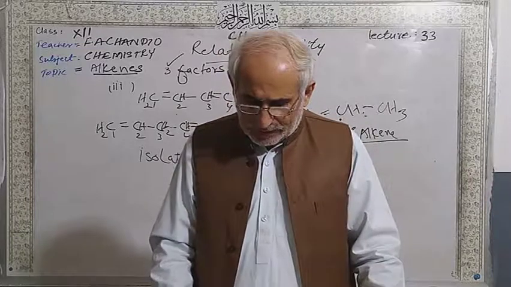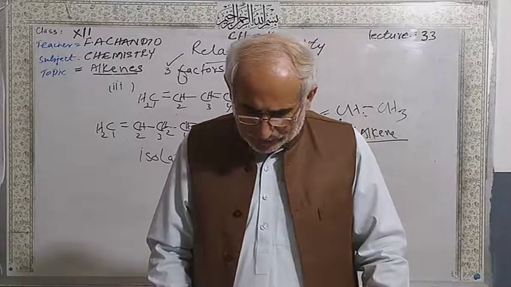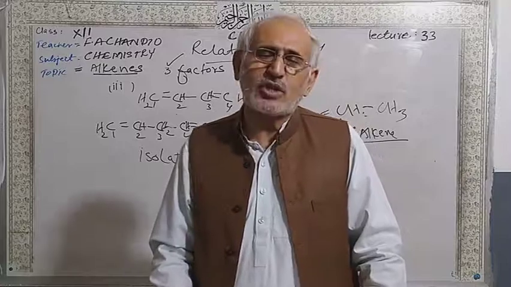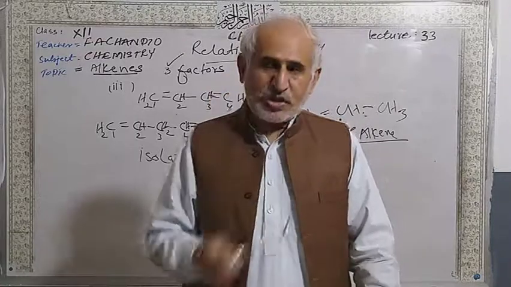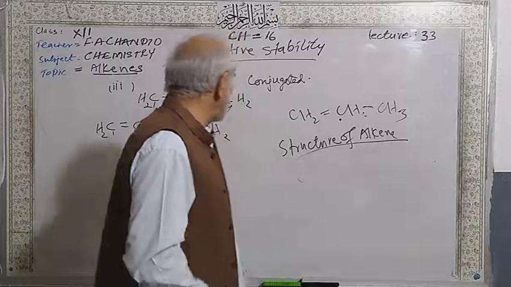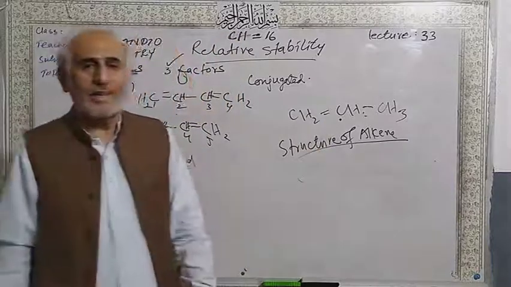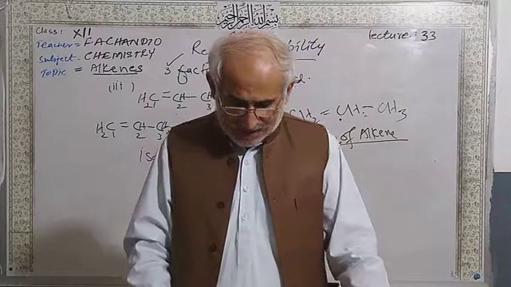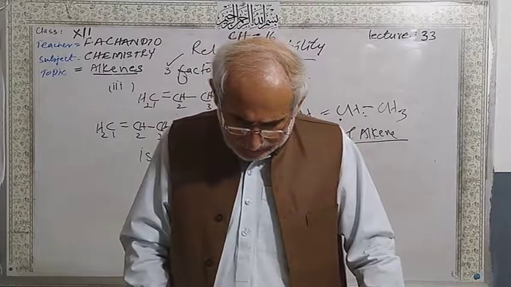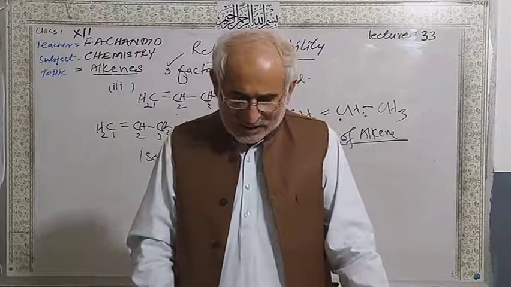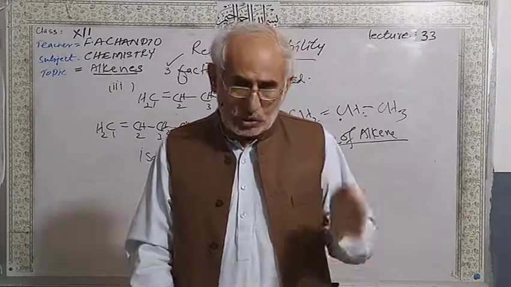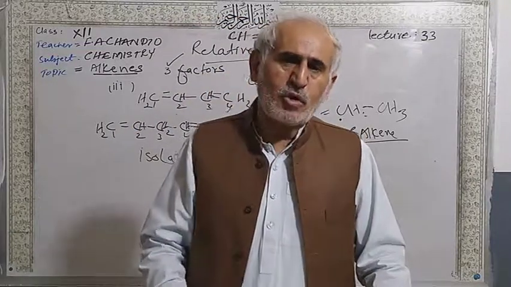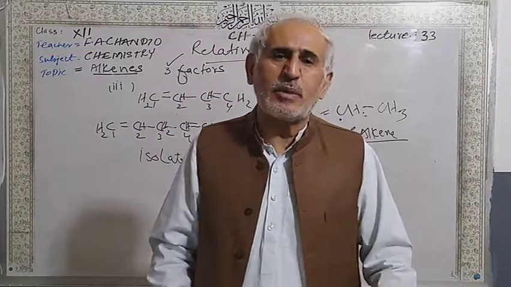So these carbon atoms are coplanar, and the rotation of one carbon with respect to the other is restricted, which results in cis-trans isomerism. So cis-trans isomerism is due to the presence of the double covalent bond, which restricts rotation. A special kind of geometric isomerism is formed, called cis-trans isomerism.